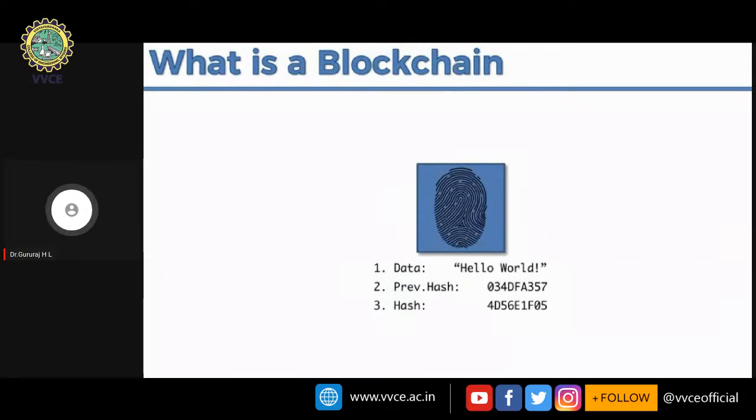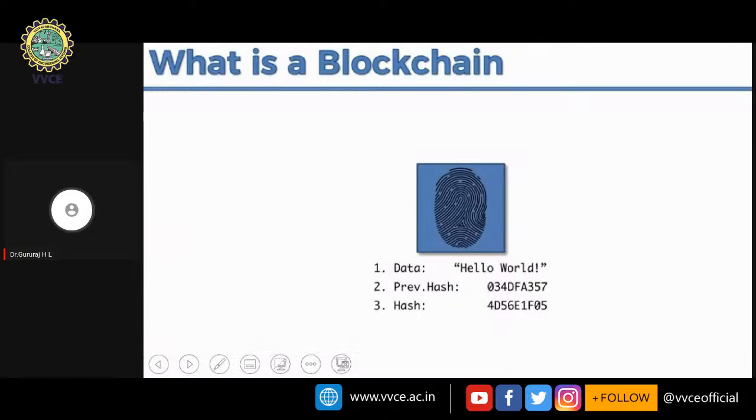What does a block consist of? Blockchain mainly consists of three important pieces of information. One is called data, followed by the previous hash value, followed by the hash value. Data is what you intend to communicate to other nodes in the network. I'll focus much more on the hash value in the upcoming slides.